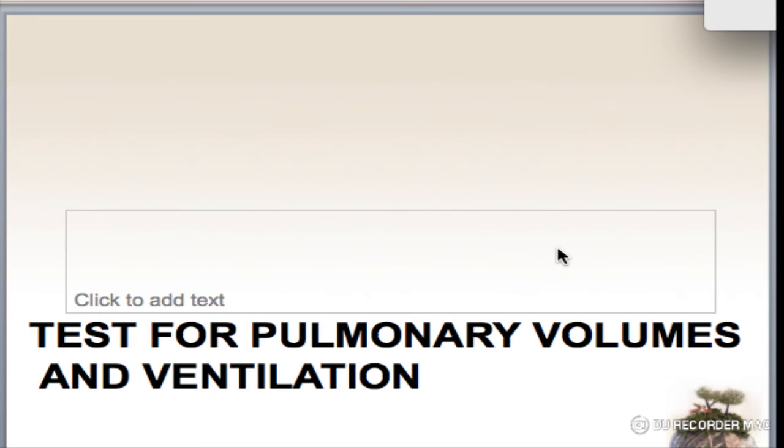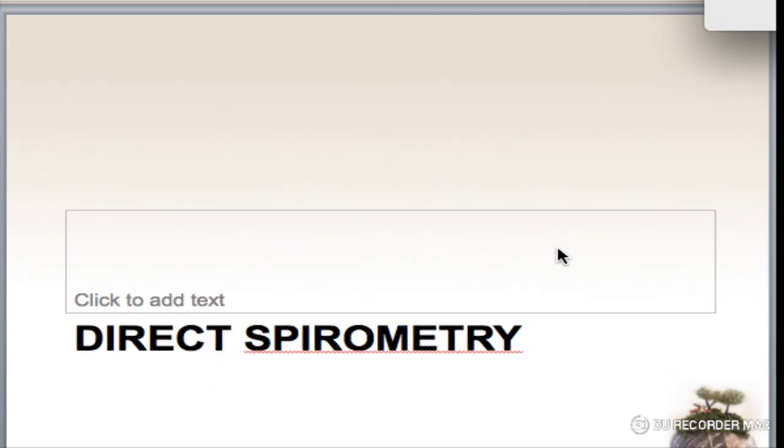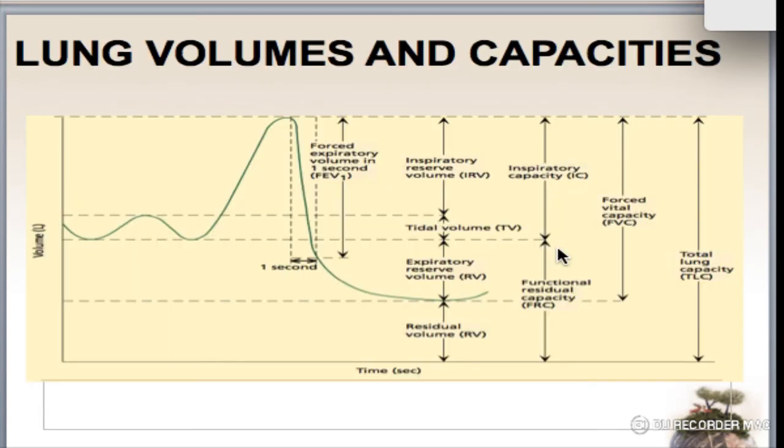So, tests for pulmonary volumes and ventilation. This is direct spirometry. These are the graphs of lung volumes and capacities. Starting from the tidal volume, this is the normal tidal volume. As we breathe in and out during normal activity, this is our tidal volume.